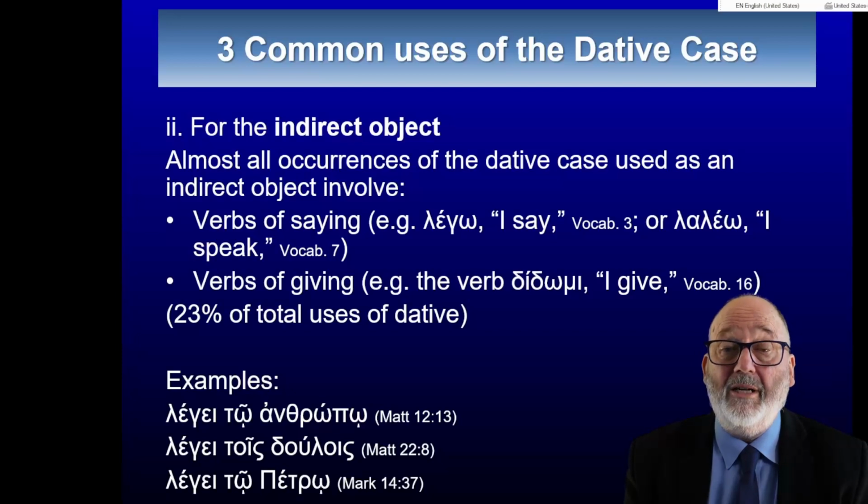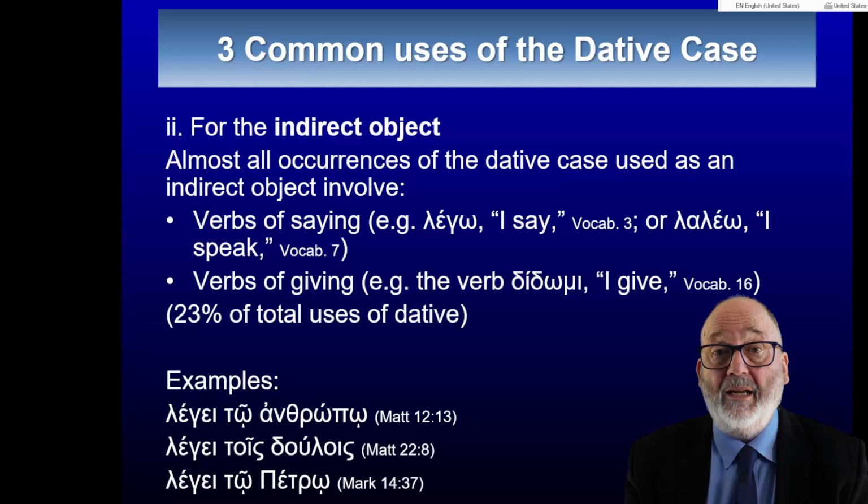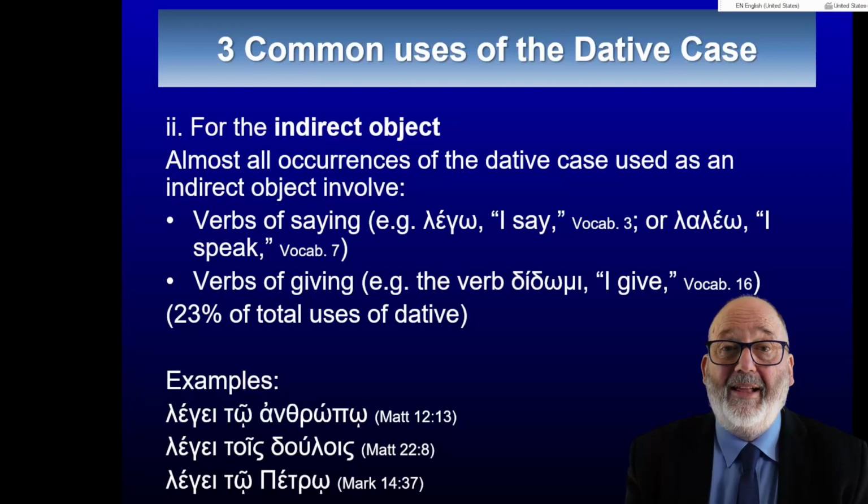Almost all of the indirect objects in the Greek New Testament are found associated with verbs of saying and giving. Verbs of saying like lego and laleo, and verbs of giving like didomi. In fact, if you take the dative cases associated with the verbs lego, laleo, and didomi, they account for a whole 23% of all the dative cases used in the New Testament.